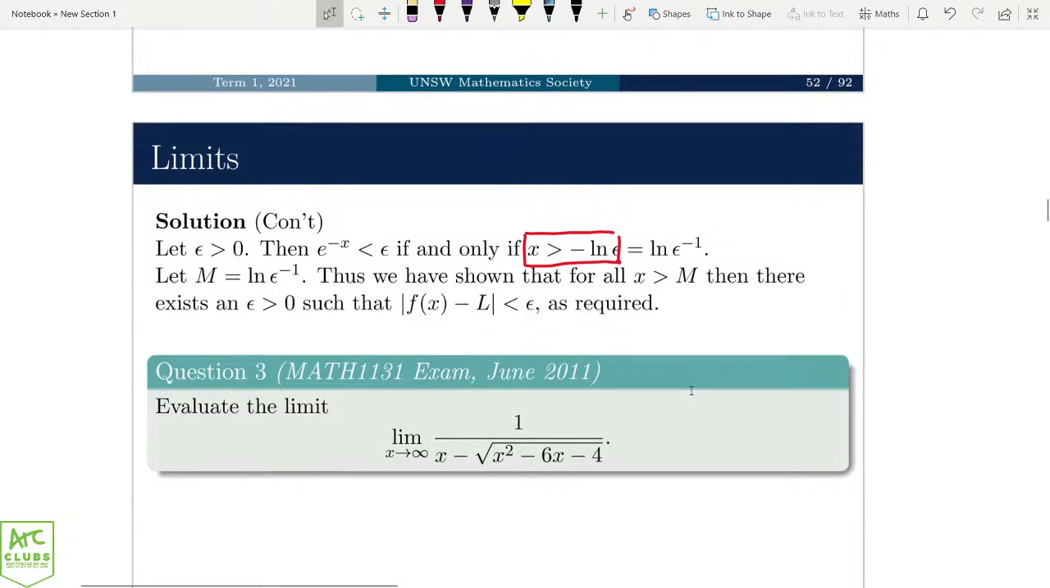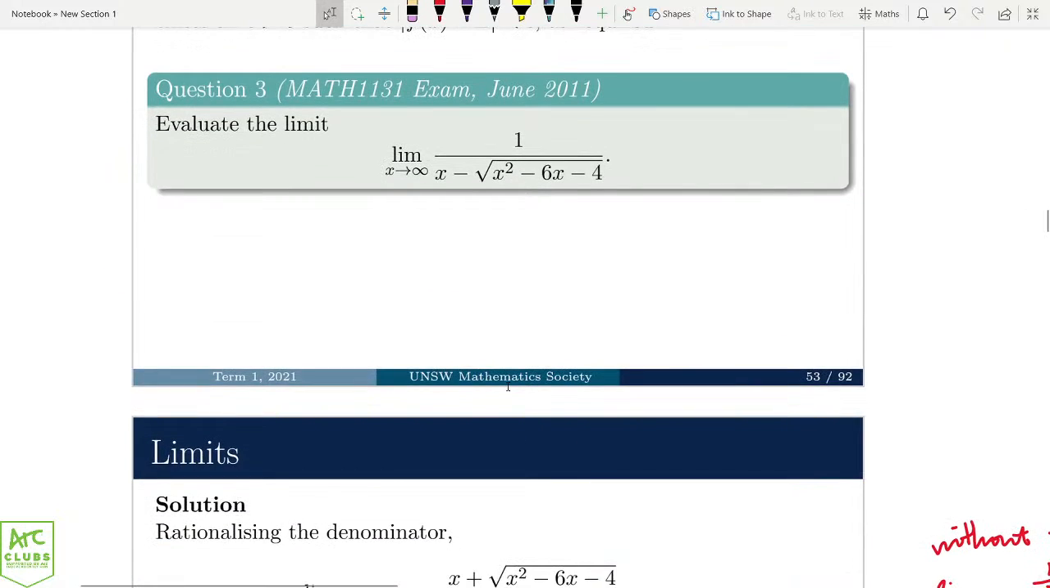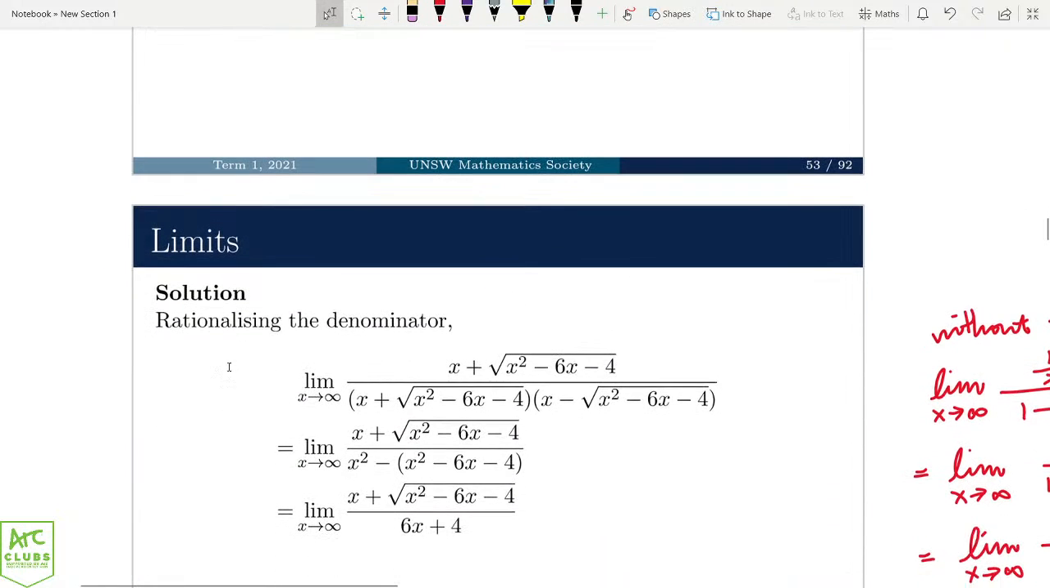All right, now moving on to our question 3, which is from a MATH1131 exam in 2011. So the question says, evaluate the limit of this. All right, so this is a bit simpler than our question above. But before we can do this question, the first thing we need to do is to rationalize the denominator.